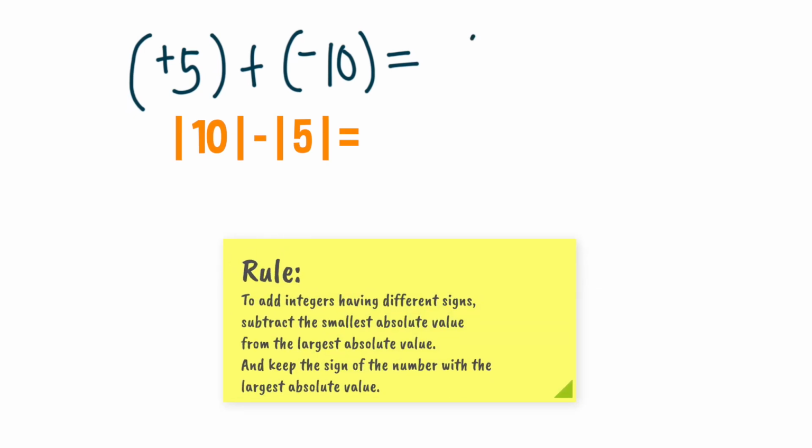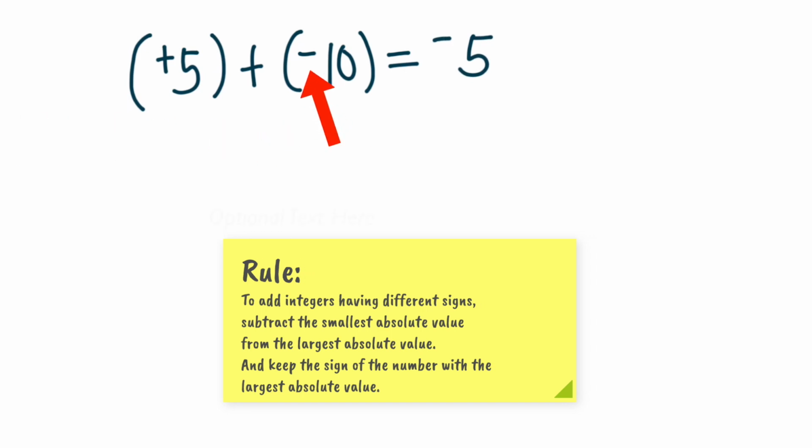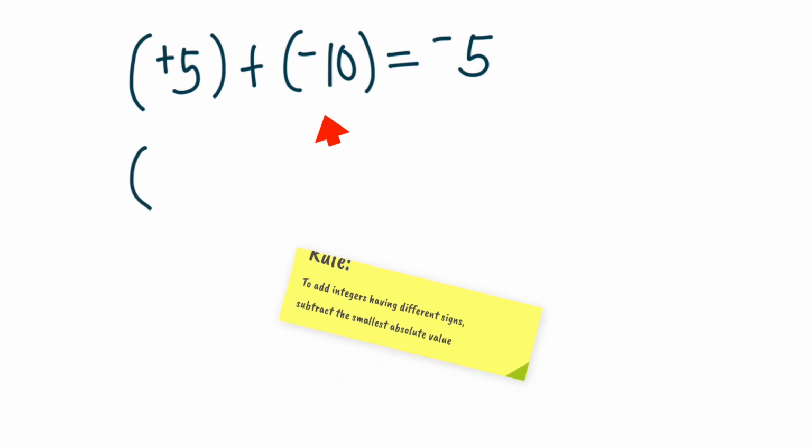So let's have an example. We have positive 5 plus negative 10. So we are just going to subtract 10 minus 5. So that is 5. Then copy the sign of the largest absolute value. So we have negative 5.